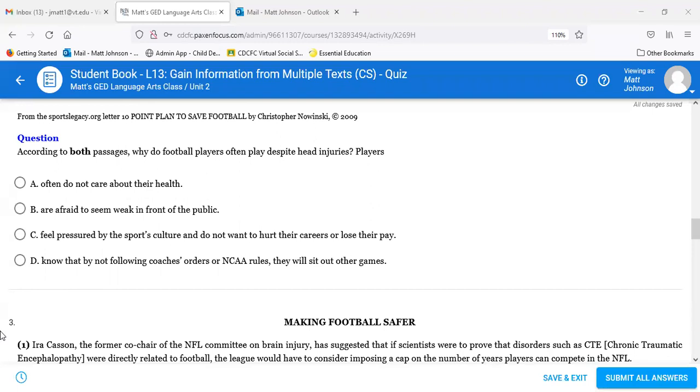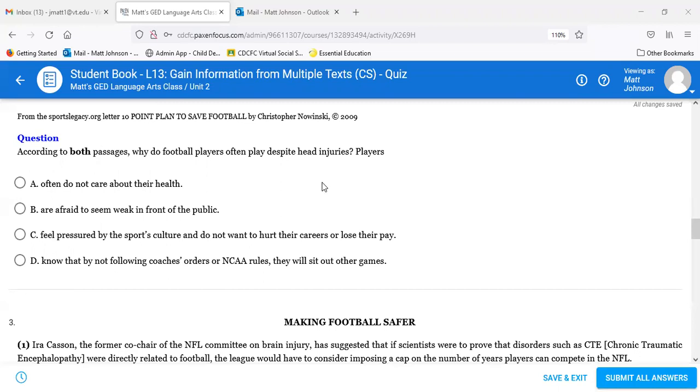It says, according to both passages, why do football players often play despite head injuries? Players A, often do not care about their health. B, are afraid to seem weak in front of the public. C, feel pressured by the sports culture and do not want to hurt their careers or lose their play. D, know that by not following coaches' orders or NCAA rules, they will sit out other games.